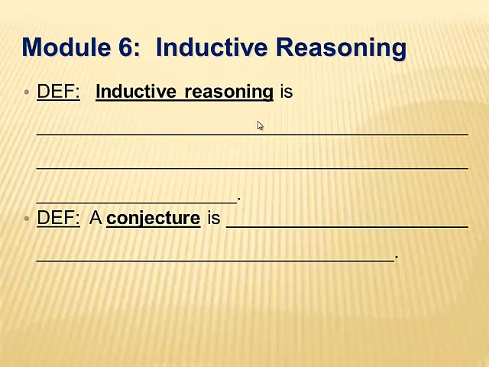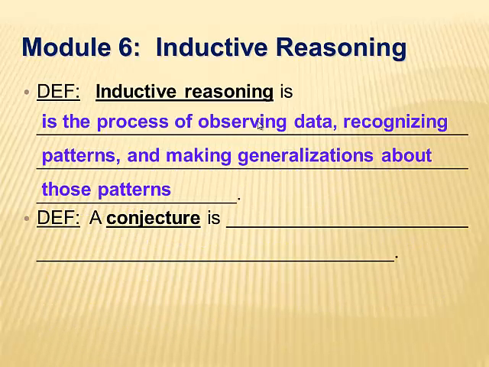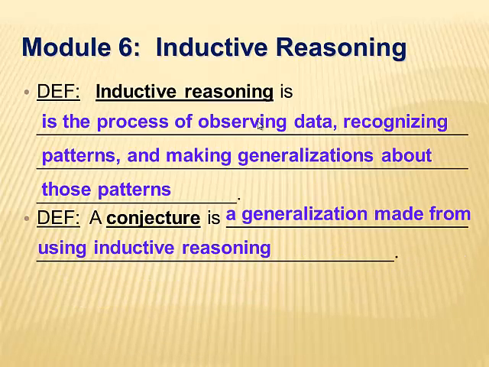This is Module 6, Inductive Reasoning. You have to define what inductive reasoning is. And all inductive reasoning is, it's the process you observe data, recognizing patterns, and making generalizations about those patterns. And the generalizations usually lead to a conjecture. And all a conjecture is, it's a generalization made from using inductive reasoning.